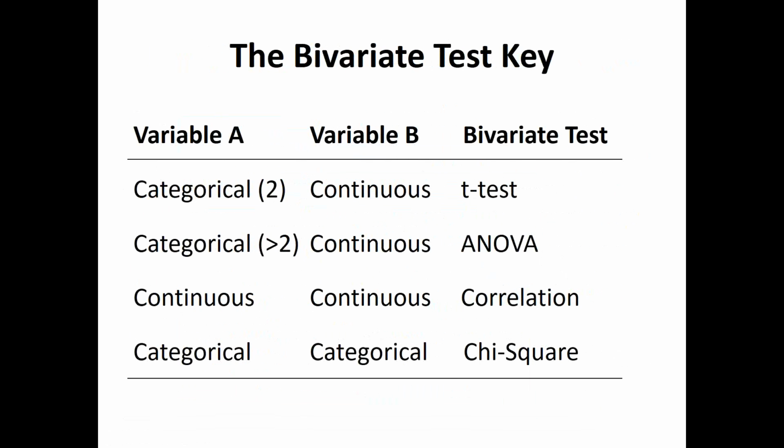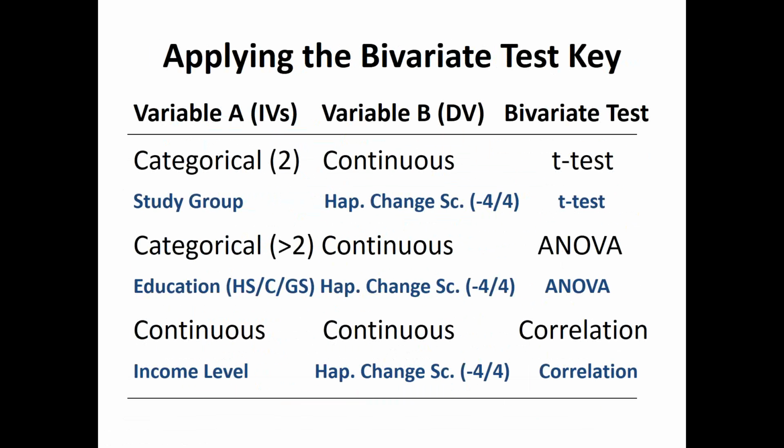So we have the bivariate test key, which will tell you which bivariate test you need to test this one-on-one relationship between the dependent variable and a predictor. For example, variable B here is all the same. It's our happiness change scores, the difference scores. And then on the left, you'll see the different predictors.